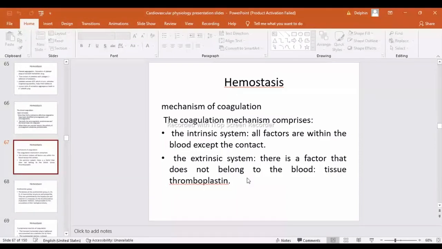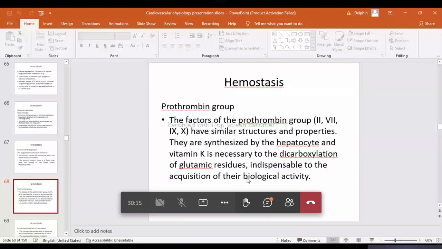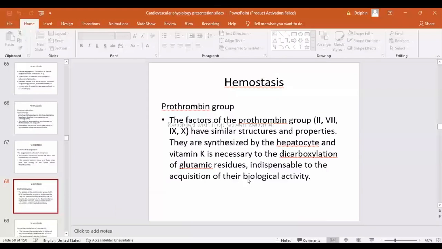We have also the prothrombin group. You see that we have prothrombin groups formed by factors 2, 7, 9, 10. All have a similar structure and biochemical properties. And they are synthesized by the liver, and vitamin K is necessary to the decarboxylation of glutamic residue, and to the acquisition of their biological activity.